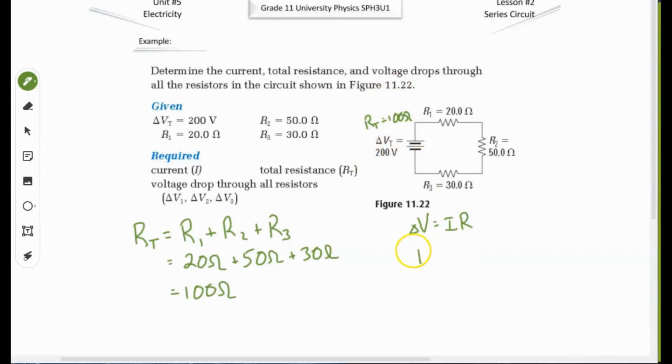So rearranging, the total current equals the total voltage divided by the total resistance, which in this case is 200 volts divided by 100 ohms, which gives us 2 amps. Alright, so we know total current is 2 amps.